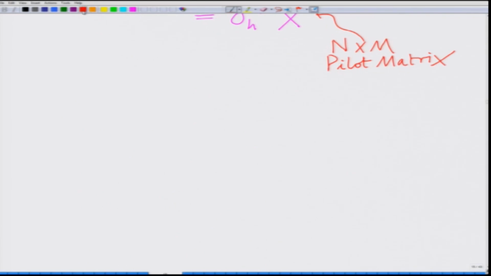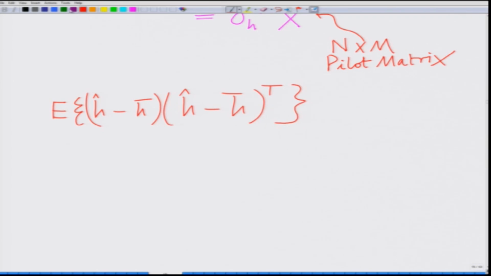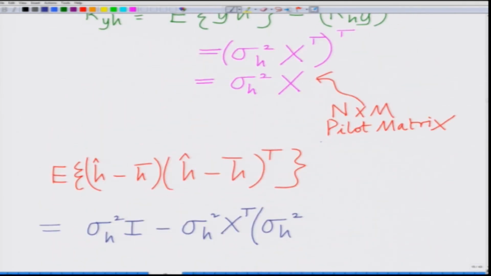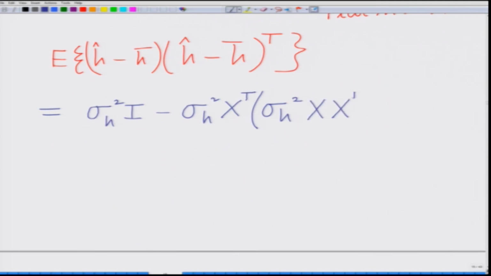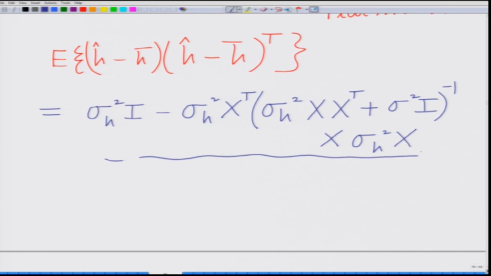Now, substituting these quantities in this expression, the error covariance, the expected value of (h hat minus h bar) times (h hat minus h bar) transpose, is equal to R_HH, which is sigma h square identity, minus R_HY, which is sigma h square X transpose, times R_YY inverse, that is sigma h square X X transpose plus sigma square identity, this is the N cross N identity matrix, inverse, times R_YH, which is sigma h square times simply the matrix X. So that is the expression that we have, and now we are going to simplify.